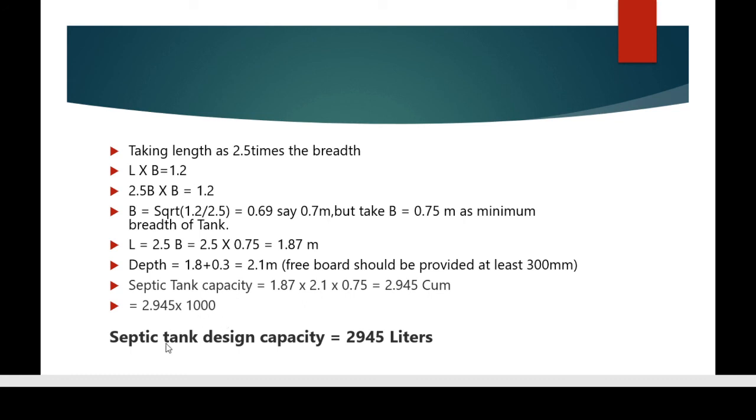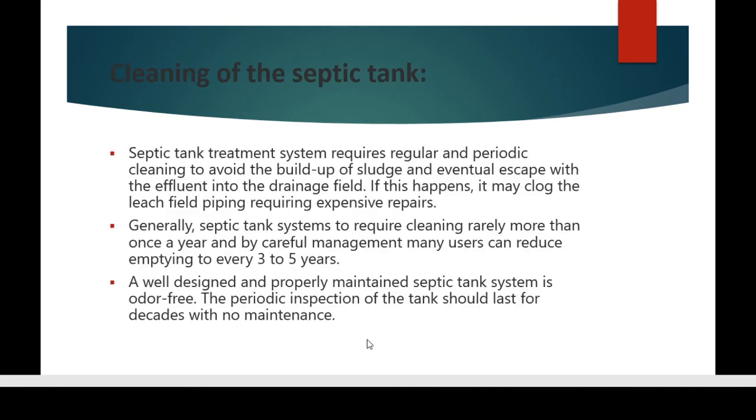Next, the main important thing: cleaning of the septic tank. A septic tank treatment system requires regular and periodic cleaning to avoid the build-up of sludge and eventual escape with the effluent into the drainage field. Means whatever sludge has settled down in the septic tank, we require regular periodic inspection for a smooth flow and effective performance. If this happens, it may clog the leach field piping and require expensive repair. Means if the cleanliness of the septic tank is not done, it may clog the leach field piping. Leach field means all the dirt will settle on the pipe, and it requires huge maintenance.